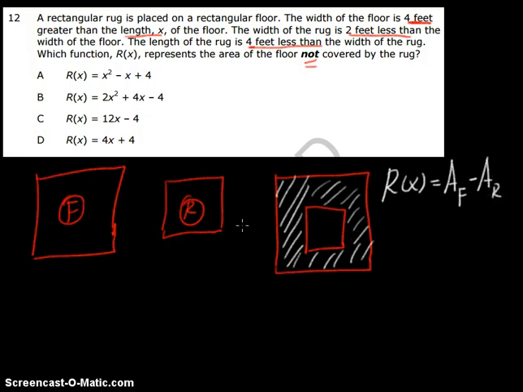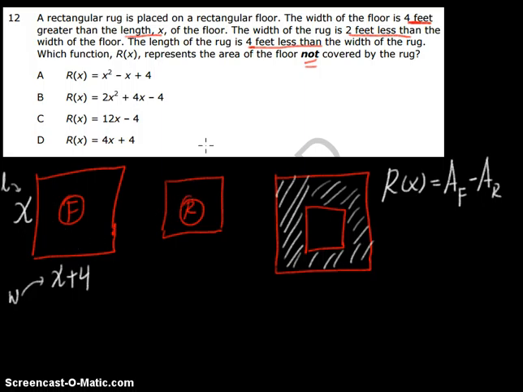Now the way we're going to do this is, the first information: the width of the floor is 4 feet greater than the length of the floor, which in this case is x. So we're going to call the length x. That's the first information that we have. And then the width is going to be right here, which is x plus 4. So this is the width, remember, and this is the length.